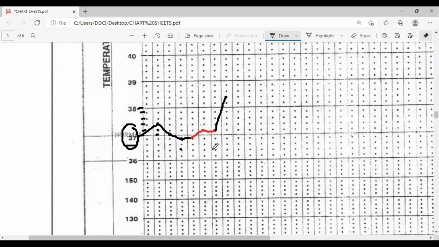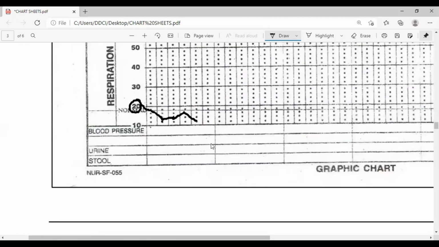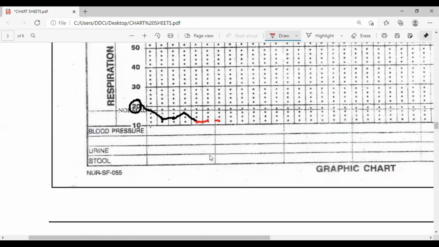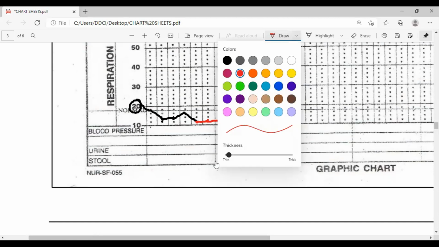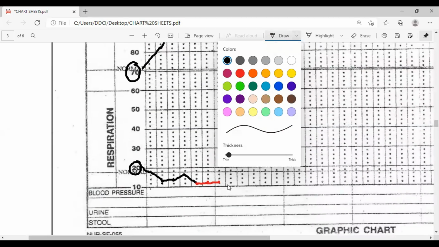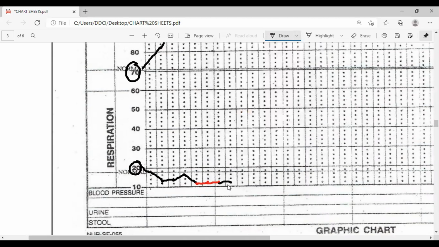Okay, so you're going to use your red ball pen. For 12 midnight, around 12, then around 4 a.m., again 12. Then the next day, around 8 a.m., you're going to use your black. So still the same 12, RR, like that.